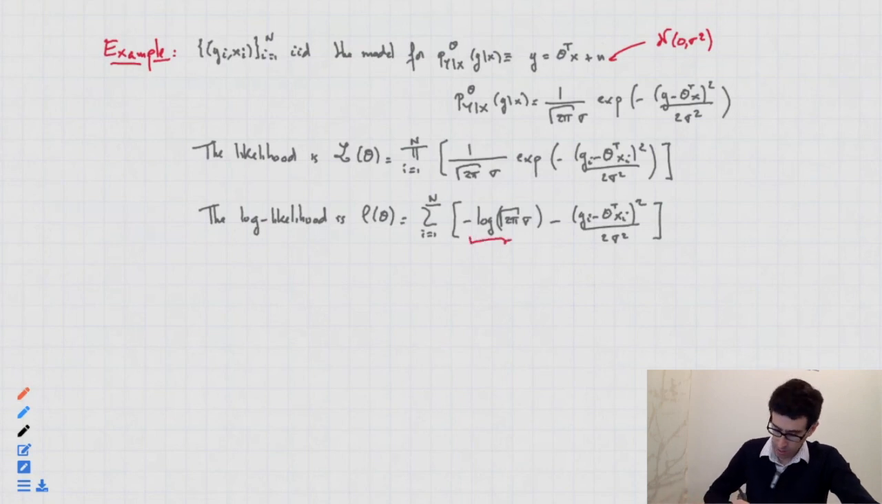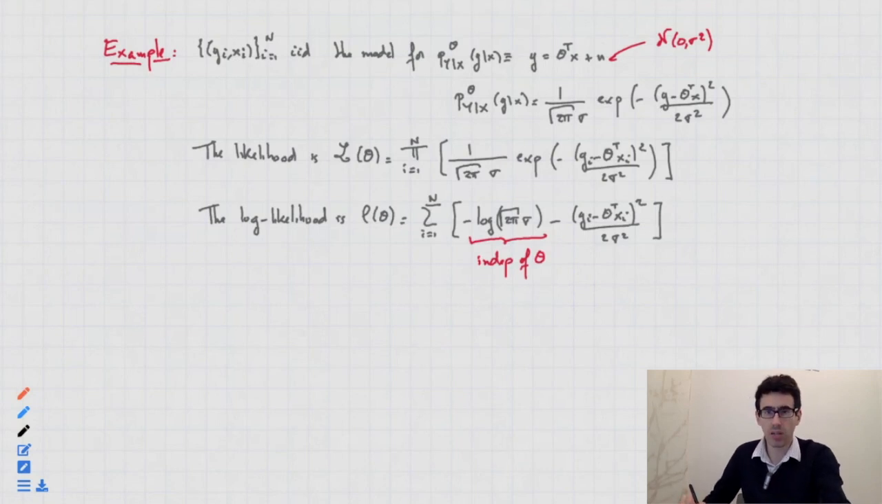When you look at this, it's not too hard to realize that this quantity, square root of 2 pi sigma, is actually independent of theta. So when it comes to trying to maximize the likelihood of theta, I can discard that term because it's not going to influence my results.